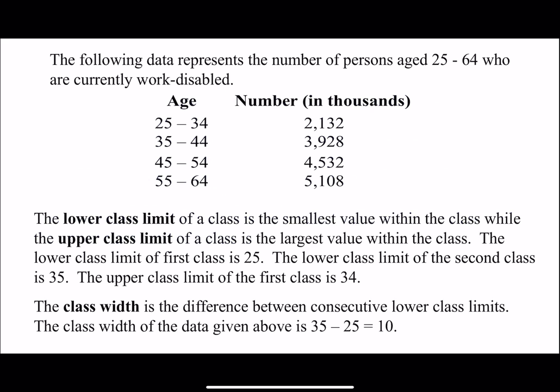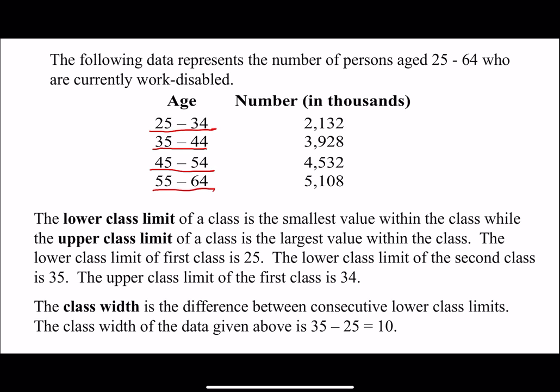So this data here represents the number of people ages 26 to 64 who are currently work disabled. So here we have larger numbers. So our classes need to be the same size. So take a look here: 25 to 34, 35 to 44, 45 to 54, and 55 to 64. Each of these classes represents 10 years. And then these are the numbers in thousands over here.